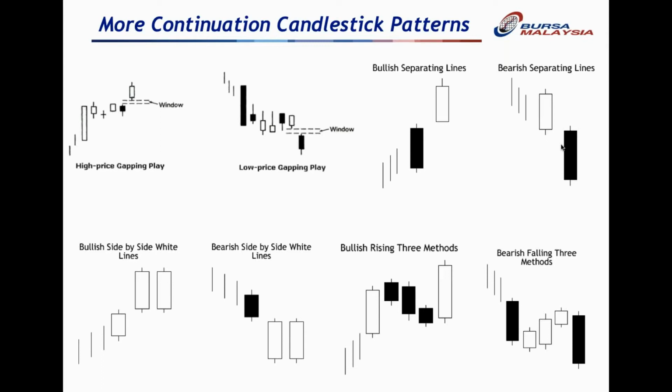Usually when I talk about continuation, more people talk about three white soldiers, three black crows, or maybe bullish rising three methods or bearish falling three methods. And more people use reversal patterns than continuation patterns. So in this case, I only share about the three white soldiers and the three black crows, because that's where more people use. The rest you can roughly remember, and it is not so easy to remember the names, unless you really want to become a very professional trader.